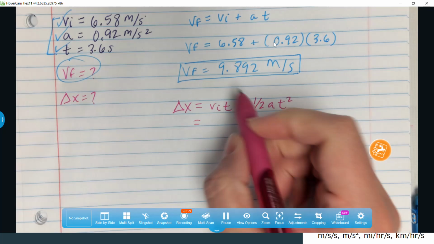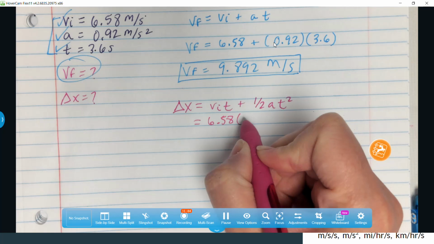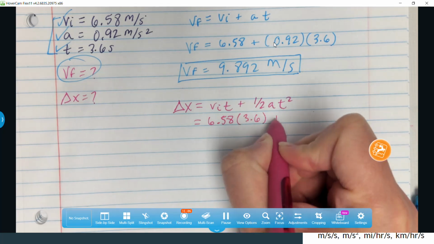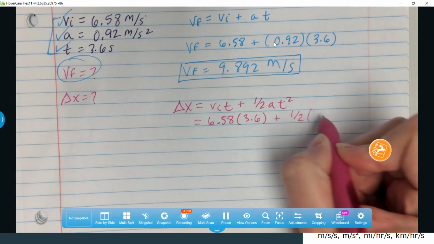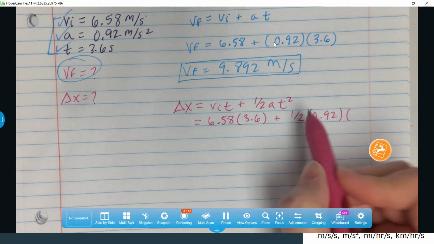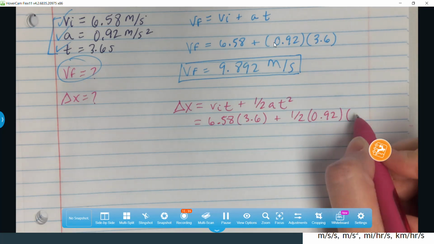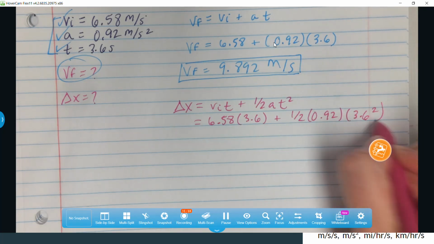Substituting in, I have 6.58, that's VI. T is 3.6, 1/2, A is 0.92, and then T squared. By the way, it's only the T that is squared here, not the whole thing. Okay, so just the time, 3.6 squared.